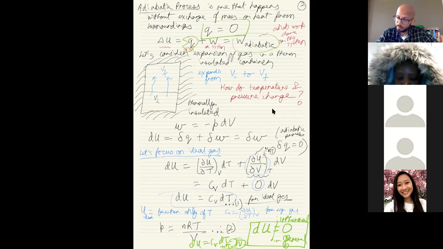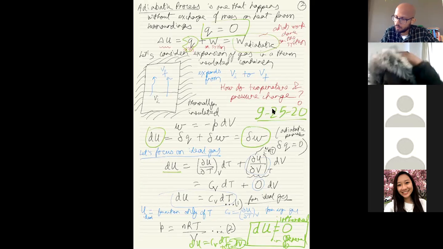We can calculate this. So we are saying du is equal to delta w. This class is also very important for fundamental things, this 9, 25, 20, because here we calculate du. And again, it's written right here, the question that I asked you, du is equal to cv dt plus 0 dv for an ideal gas. So here we focused on an ideal gas. For an ideal gas, du is equal to cv dt.